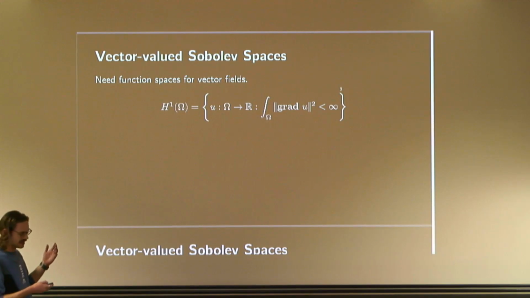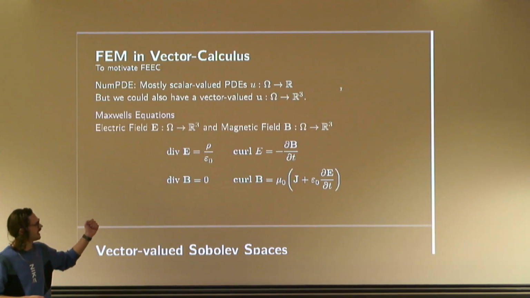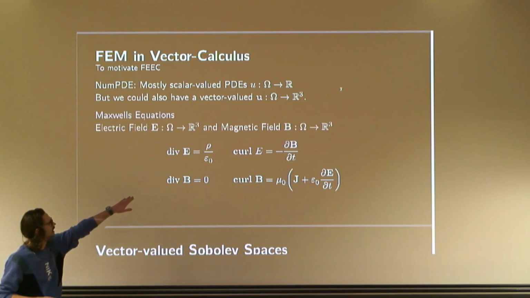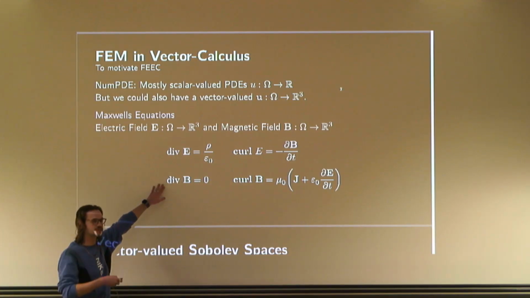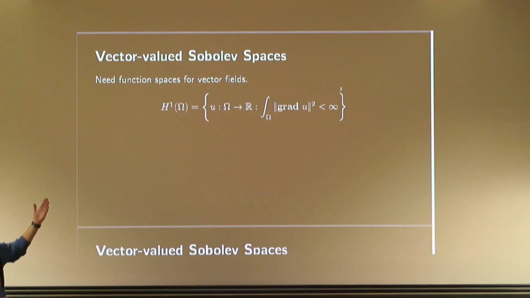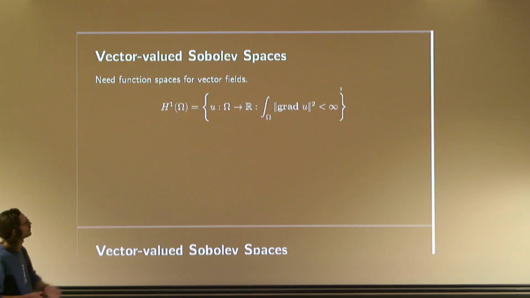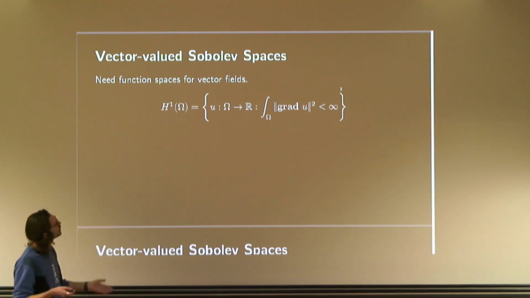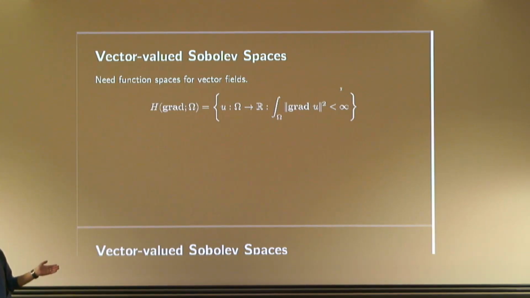And we now need to define proper Sobolev spaces for these different operators. Because if we take Maxwell's equations and turn them into a variational form, we will have these differential operators under the integral sign, and this tells us that we need new Sobolev spaces. We already know H1, which is the space of scalar fields for which the gradient is square integrable. And one could also call this space H(grad).